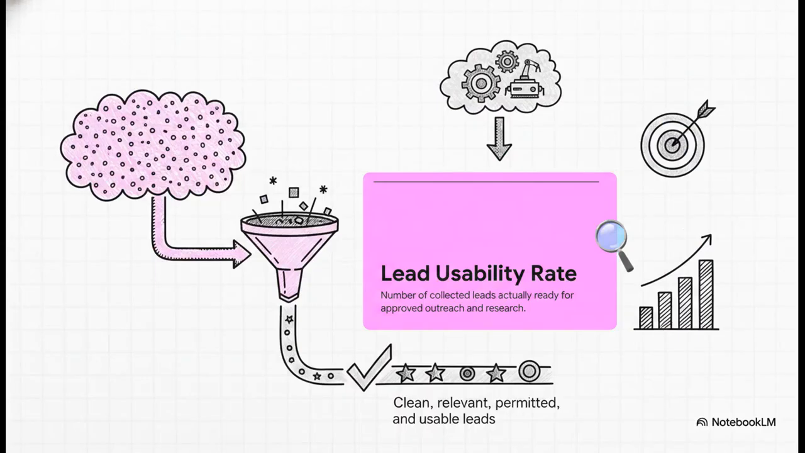So the crucial point here really boils down to your lead usability rate. This right here is the ultimate measure of your pipeline's success. Out of all the thousands of leads you collected, how many are actually ready for approved outreach? A tight, small list of clean, relevant, and highly usable leads is going to beat thousands of messy, unverified rows every single time. No contest.